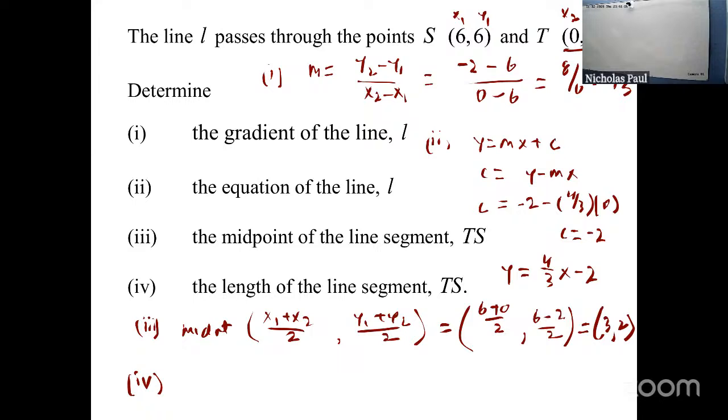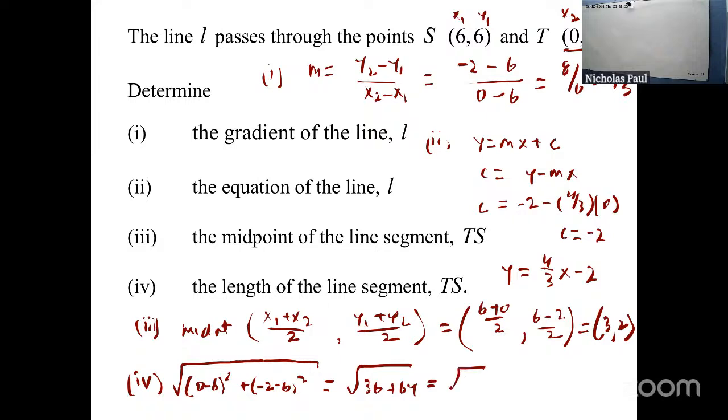All right, I'll just wait now. Let me check online here. 10. Yeah, 10. Okay, let's look it up quick. So it's the square root of x2 minus x1, so that's 0 minus 6 squared, plus y2 minus y1, minus 2 minus 6 squared. So that is the square root of 36 plus 64, square root of 100. So I got 10. Very good. So that was a nice easy one.